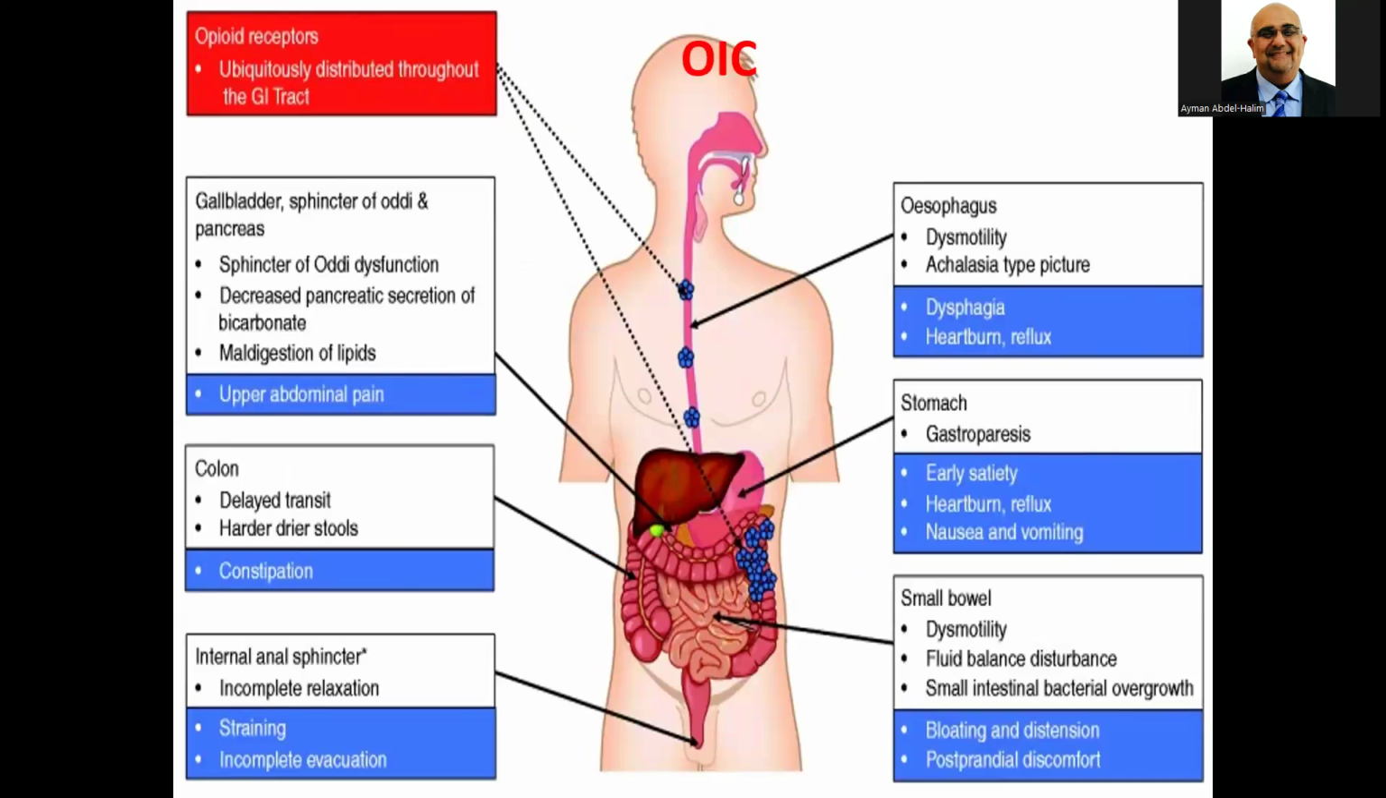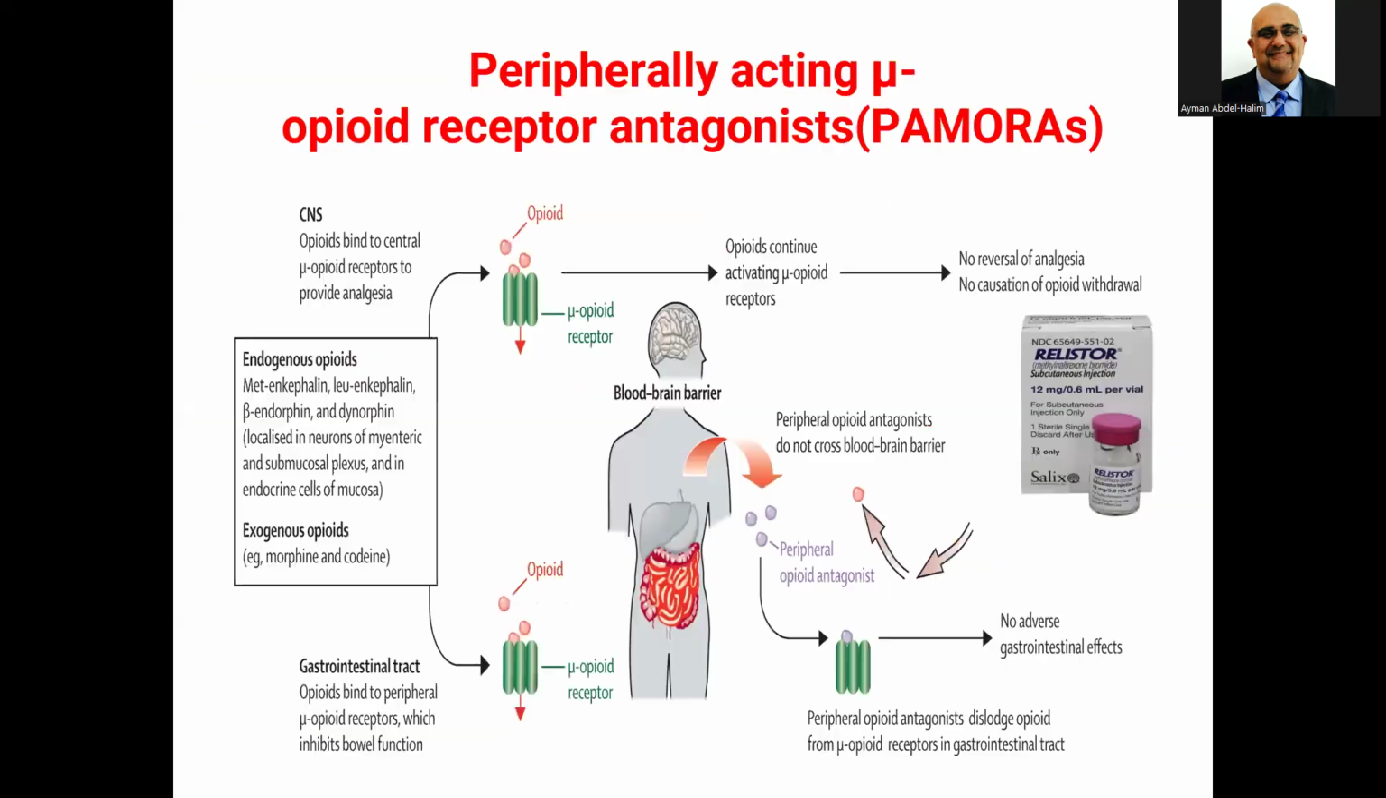Opioid-induced constipation. This is another common problem that we see with opioids, more so with oral opioids than IV opioids, but all opioids can cause constipation. And usually the treatment for opioid-induced constipation is the regular laxatives that we know about, senna and Colace, but we can also give something like PAMORAs, okay, that can reverse the constipation without reversing the analgesia.